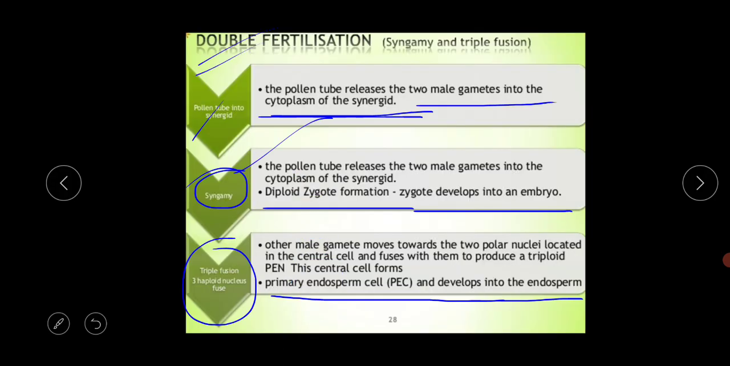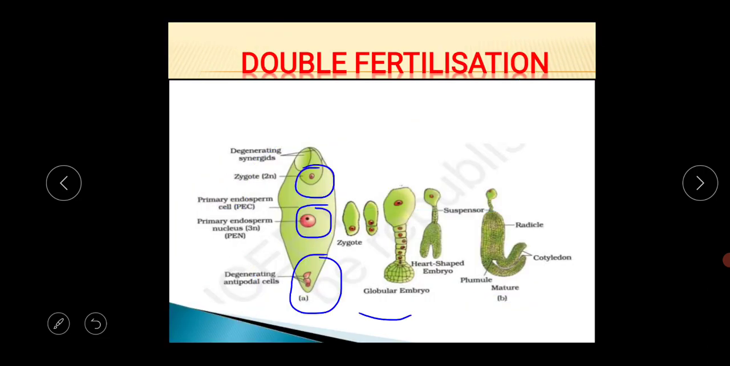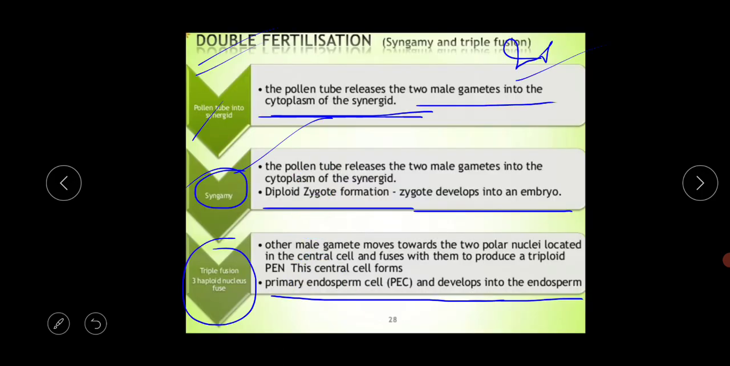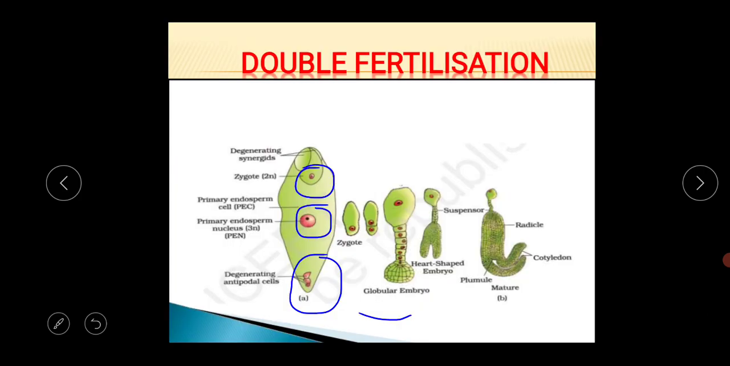Please go through this double fertilization properly with the diagram. Please practice this diagram properly because this is important for your 5 marks question, and many other questions may come from this portion, like what is the meaning of the PEC, what is the meaning of the PEN, how the diploid zygote is formed, from where we are getting 2 male gametes, what is the meaning of the endosperm, what is the function of the endosperm, why this is called double fertilization, and why this is called the triple fusion. All those questions may come from this portion.